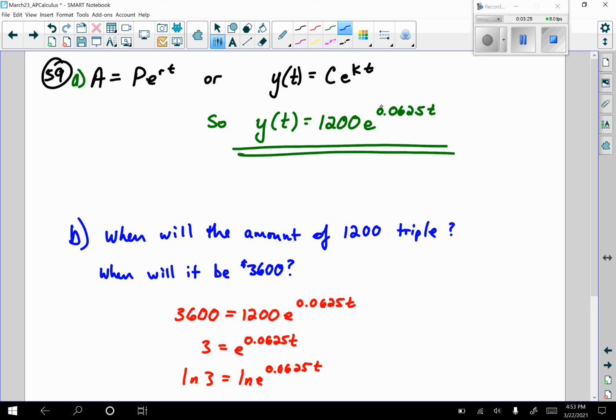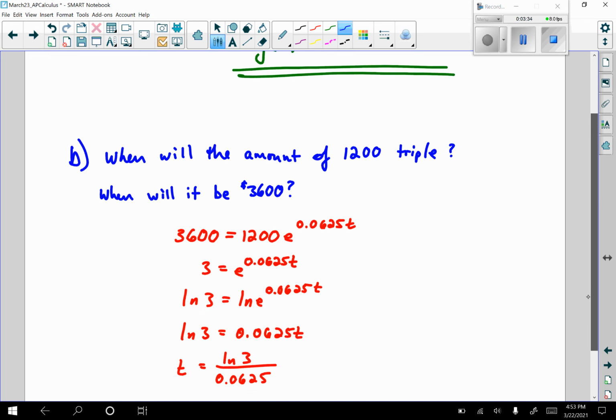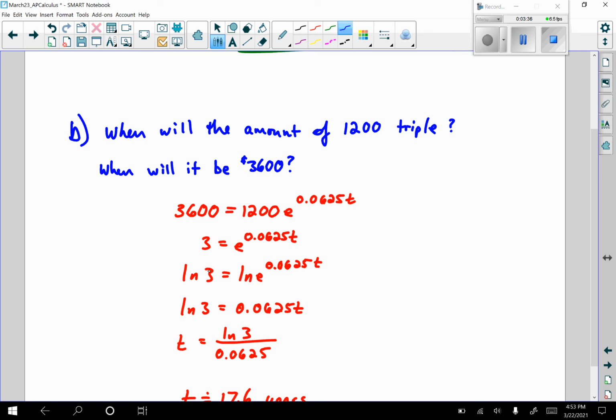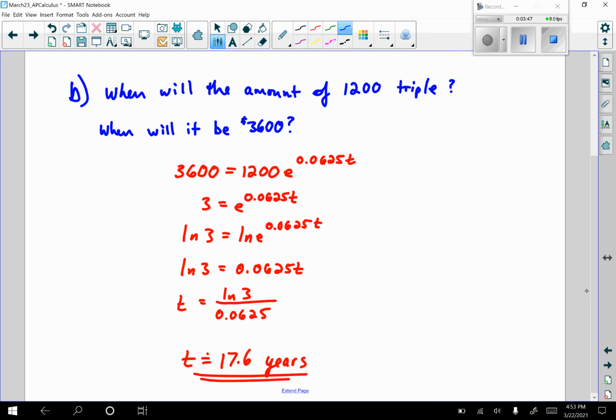And part b is just finding how much time it takes for the amount to triple. So that means to go from 1200 to 3600. In order to solve this, we first want to divide both sides by 1200. So that's where I'm getting the 3. In order to solve for this variable that's in the exponent, we take the natural log of each side. So this is our exact form, and then we approximate it, so about 17.6 years.